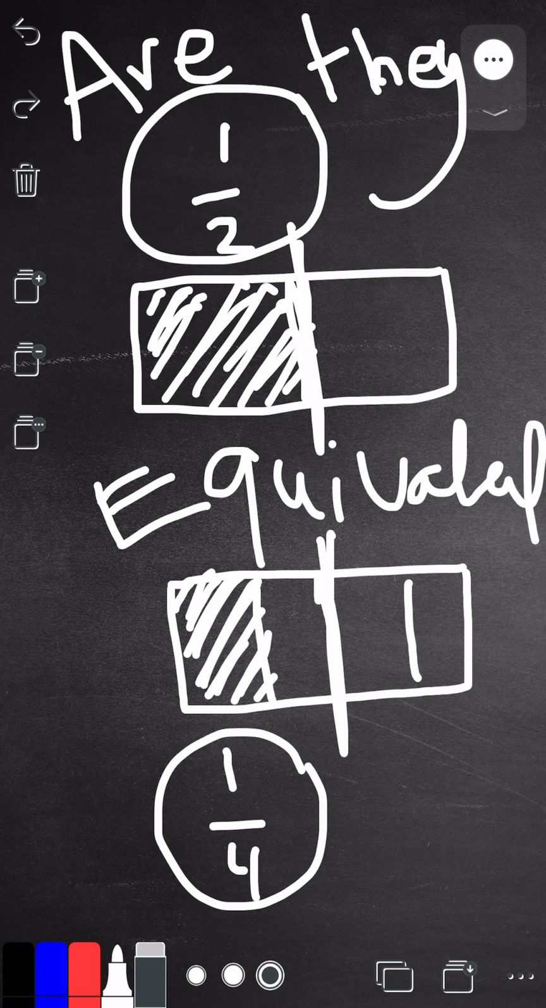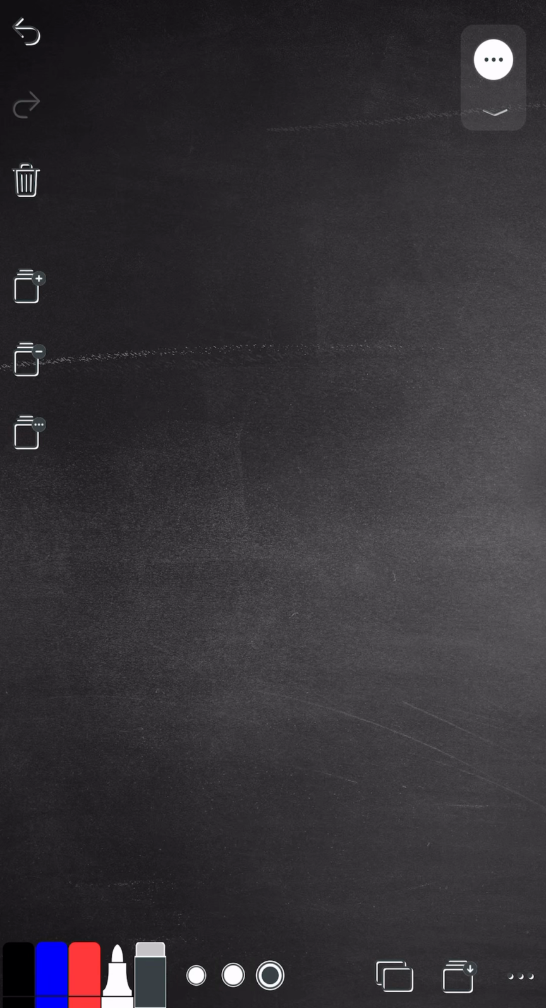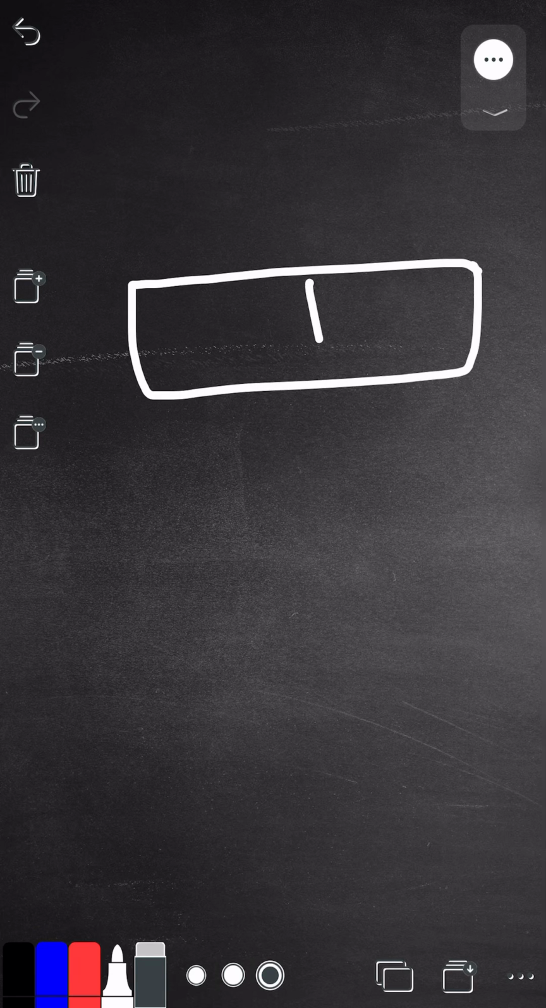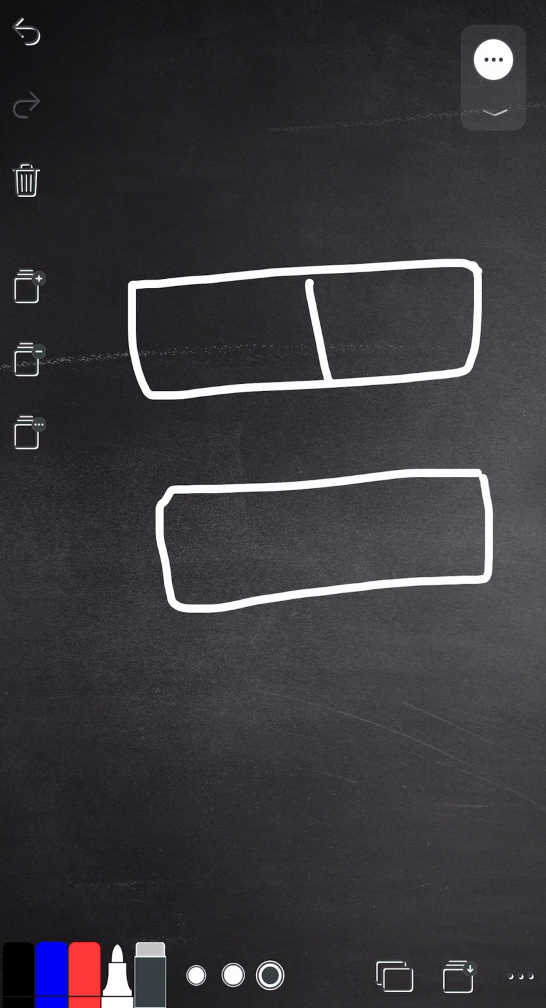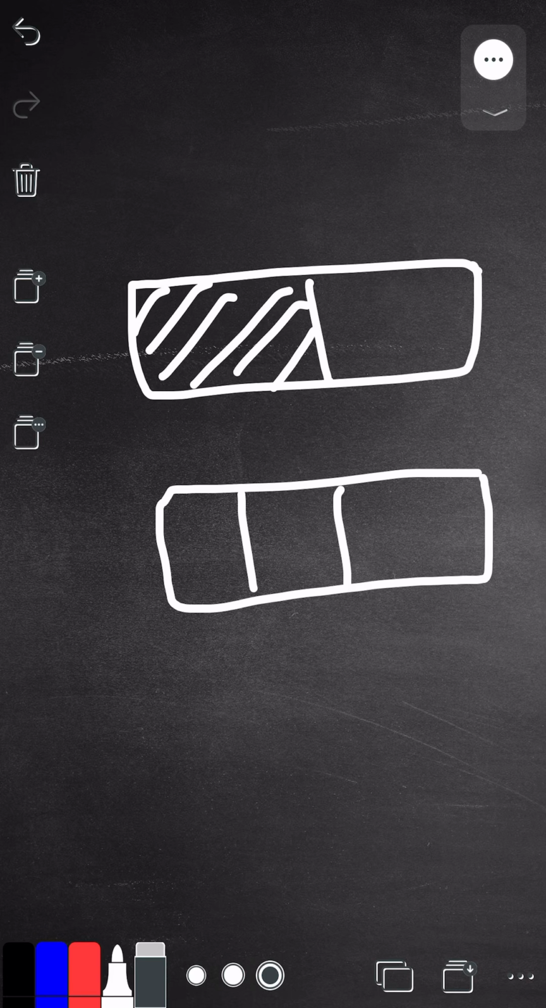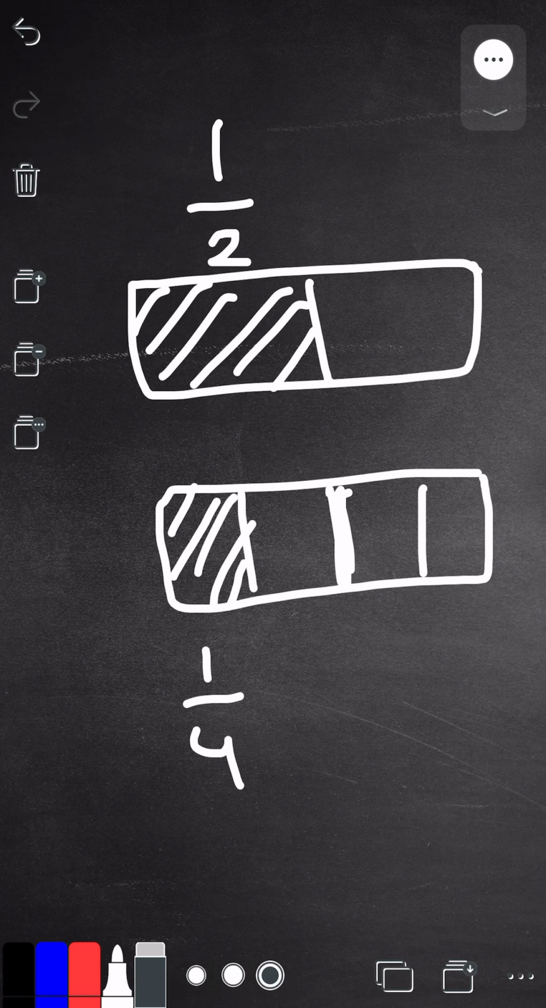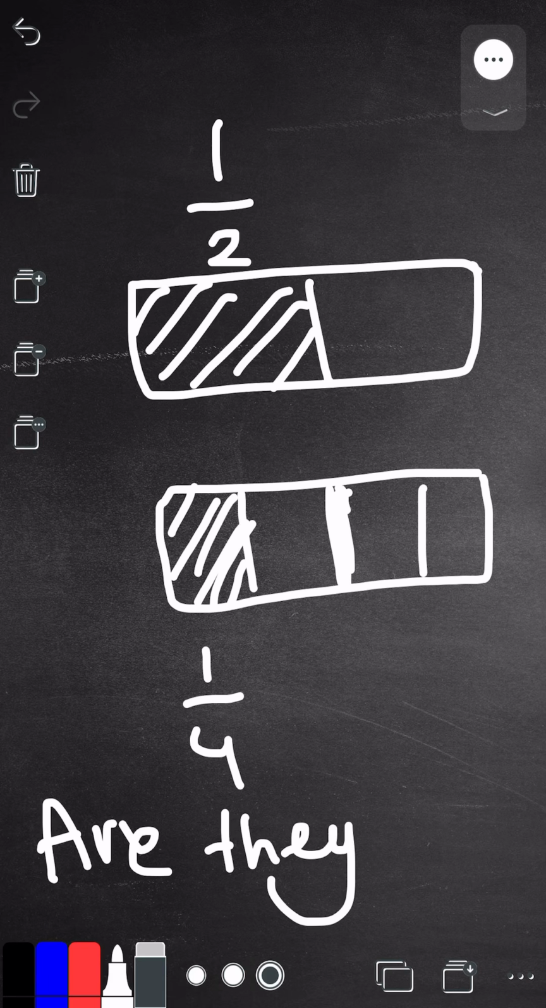Okay, so let me ask you this question again. I'm drawing these 2 equal, same rectangles. The first one has been cut into 2 halves. The second one has been cut into 4 quarters. So here I have colored 1/2, and the other one has 1/4 colored or shaded. Are they equivalent? Let me write equivalent here, or equal.